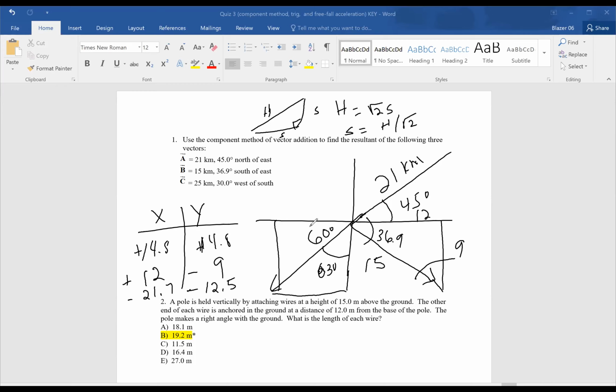And I hope you recognize in this problem, the 12.5, which is my y component here, which again, let me take that off, hold on.